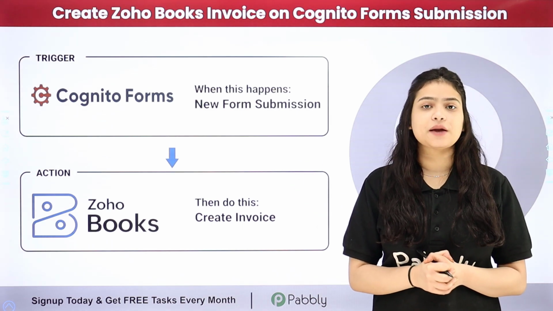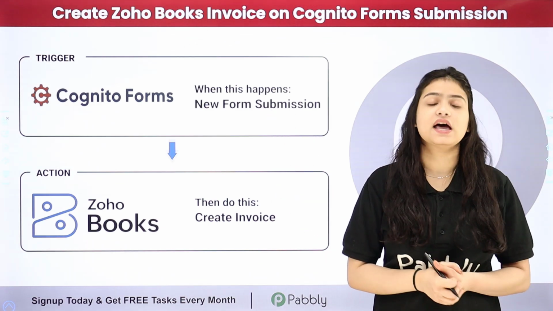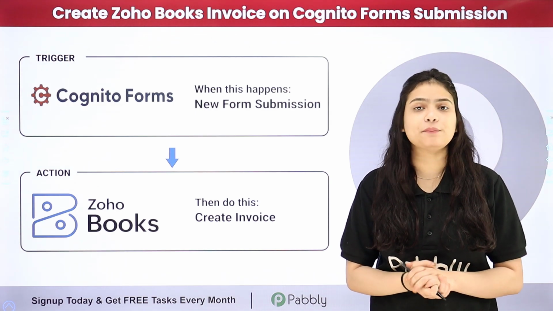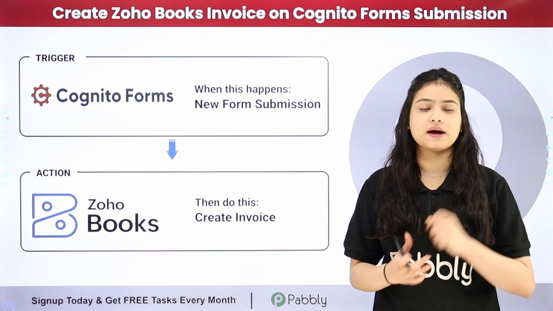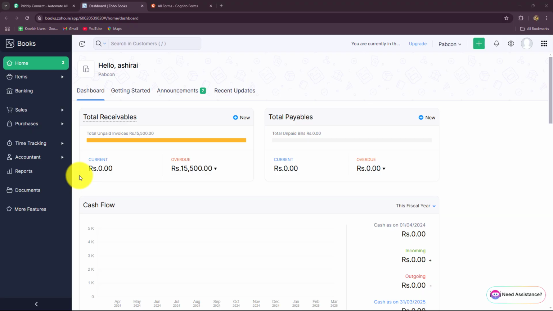To automate this entire process, we will have to build a connection between Cognito Forms and Zoho Books, and that we are going to do without any coding and programming skills, simply with the help of Pabbly Connect. So if you also want to learn this amazing automation step by step for your business, for that you have to come towards my screen. Welcome to my screen everyone.